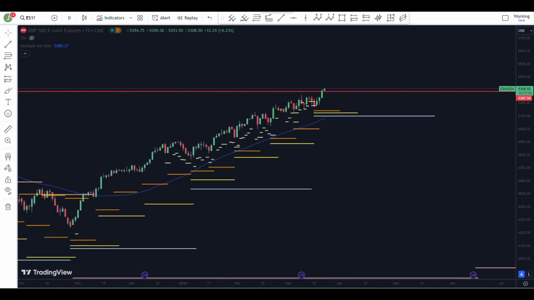This is the S&P 500 E-mini futures chart, and as discussed in prior videos, I was expecting a correction into the 2-month cycle trough here. That correction never materialized in the way I expected.